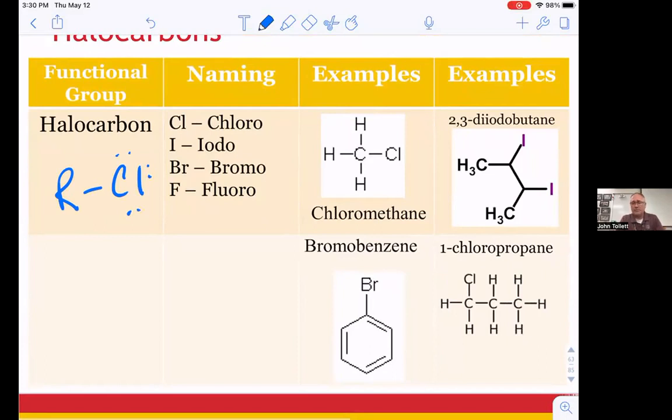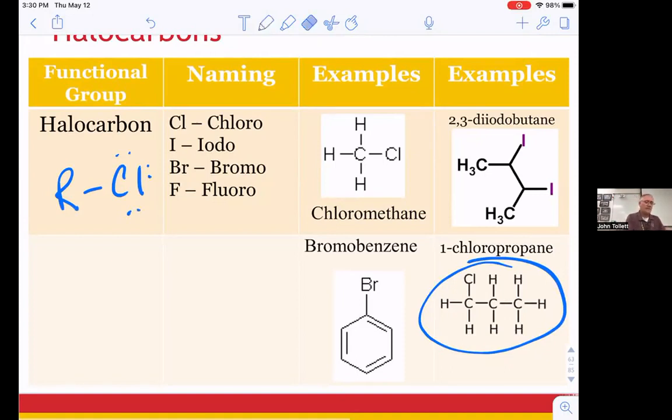So you would have your backbone chain, say it was like down here on the bottom, 1-chloropropane. You would just say chloropropane. If the chlorine is on the first carbon, you don't even have to say the understood number 1. You could just say chloropropane and you would know it's on the first one.